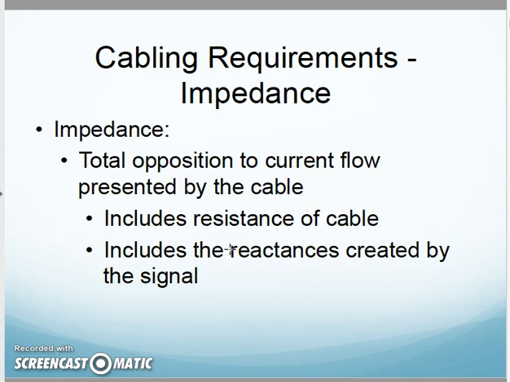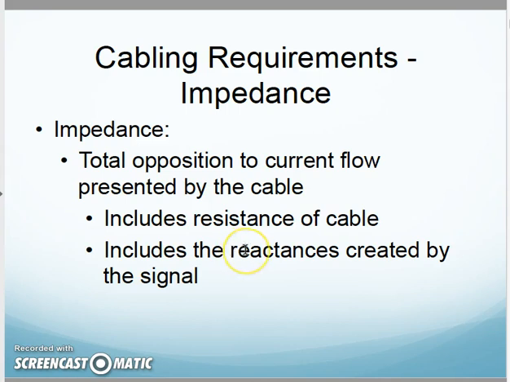Unshielded twisted pair cable is made of copper. Copper is an excellent conductor, but it still does have a little bit of minute resistance. So as I start making that cable longer, the resistance goes up a little bit. The longer the cable run, the more resistance I have. So that is going to affect the opposition to your signal going down through the cable.